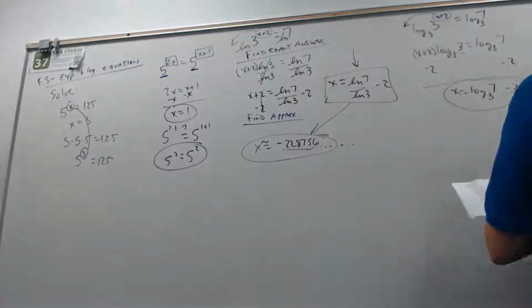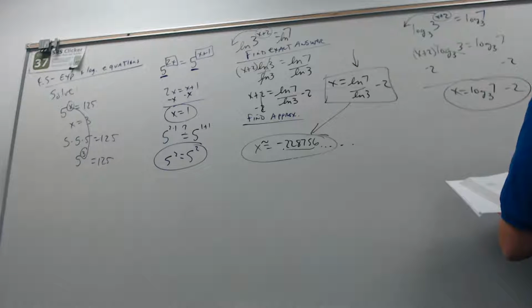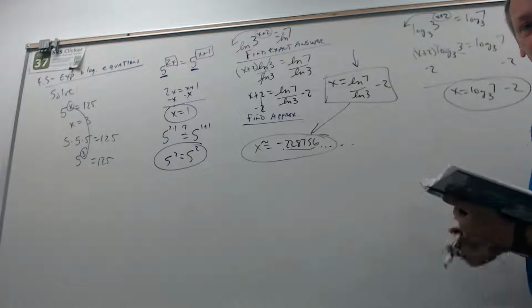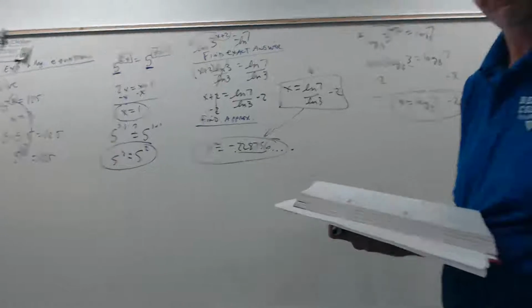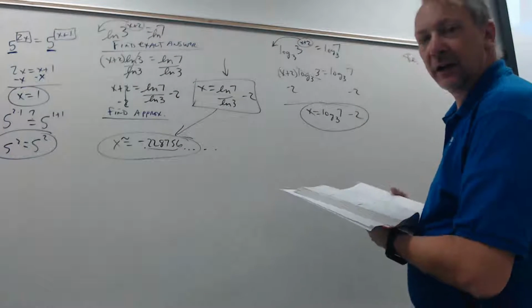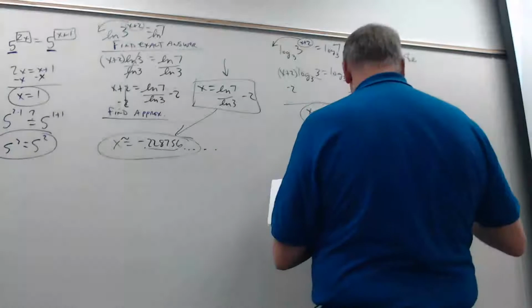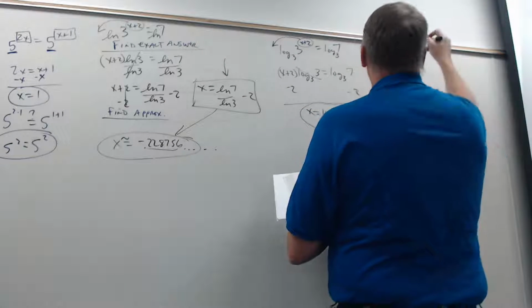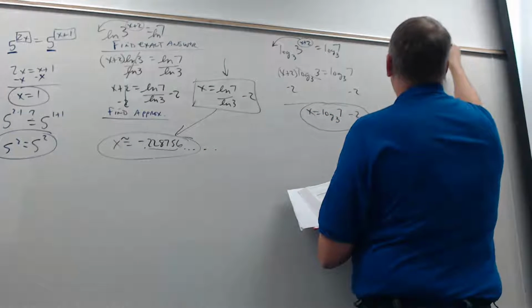So let's go with another one here. 8e to the 2x equals 20. Am I on camera? No, I'm not.